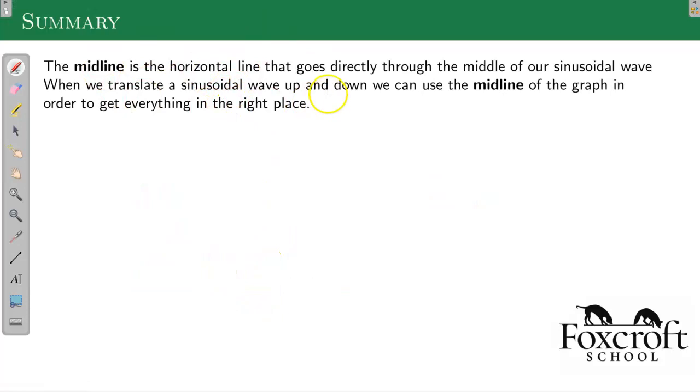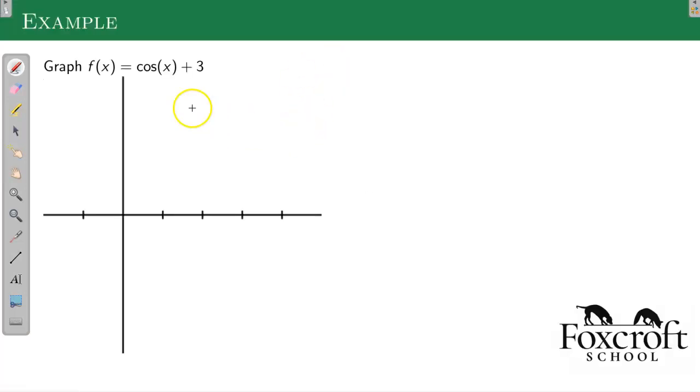You can pause the video and write this down, but basically the midline is going to go straight through the middle of that graph. And we're going to have the same shape, just in a different location. So can I graph cosine of x plus 3? Cosine normally starts at 1, but everything's going to move up 3. So I'm going to move this point up 1, 2, 3. This top part is going to move 1, 2, 3. So now I need to go all the way up to 4 for my graph. The midline is going to be 3. So I'm going to put this line straight through here.